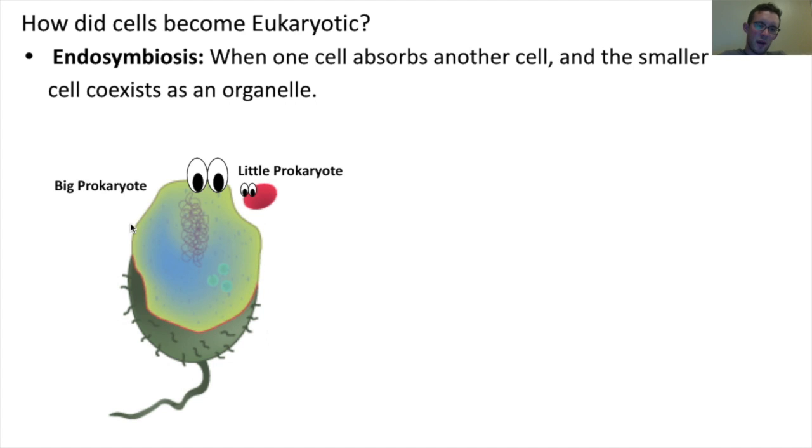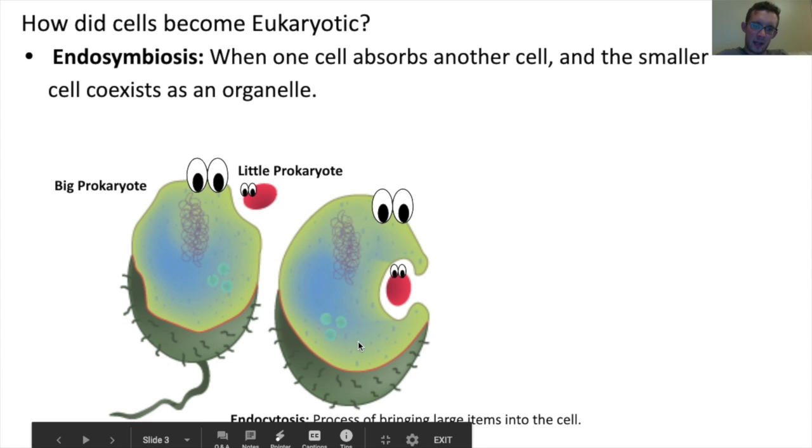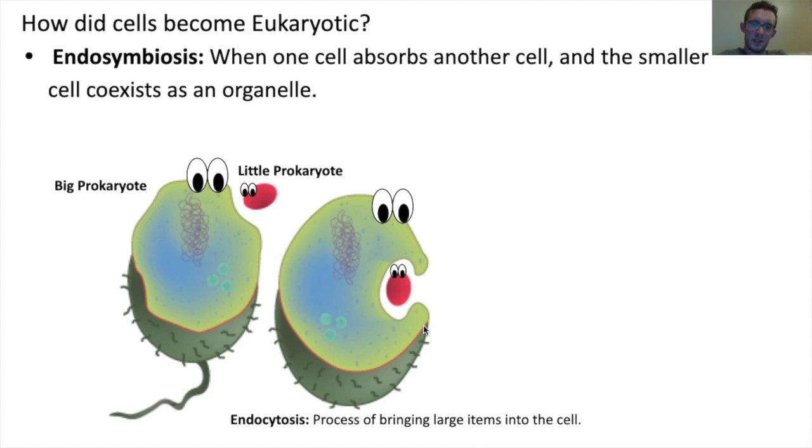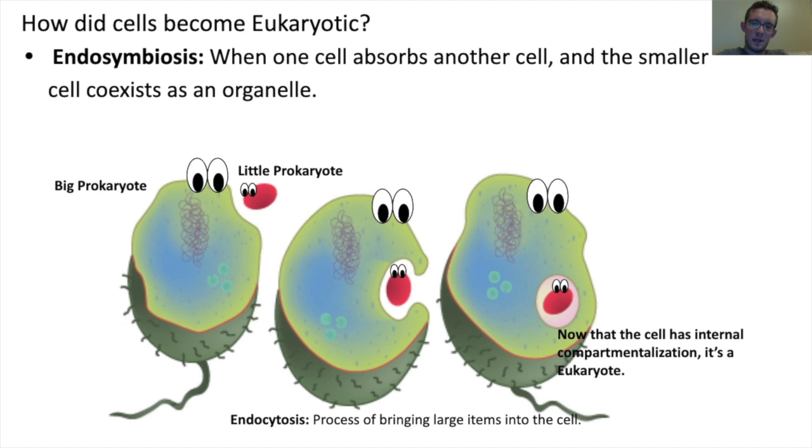We've got this big prokaryotic cell, and we've got this little prokaryotic cell. And the big prokaryotic cell did endocytosis. That is, it absorbed the smaller cell into its cytoplasm, and that smaller cell went on to become an organelle inside of the larger cell. And so now that this larger cell has an internal compartment, a mini membrane inside of its larger membrane, this whole cell would be considered a eukaryote.